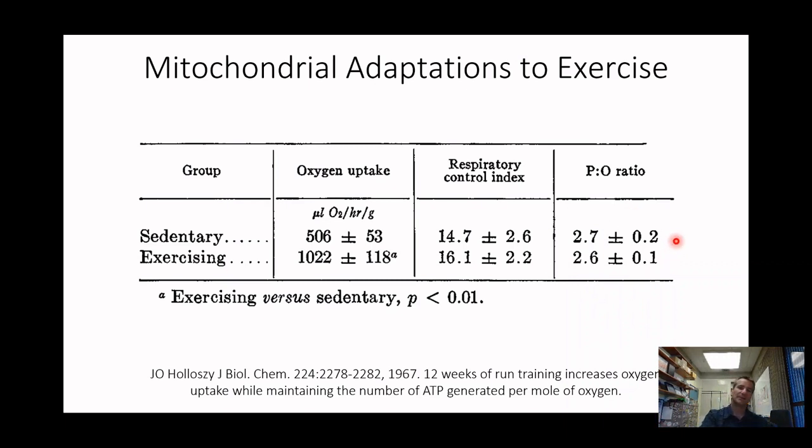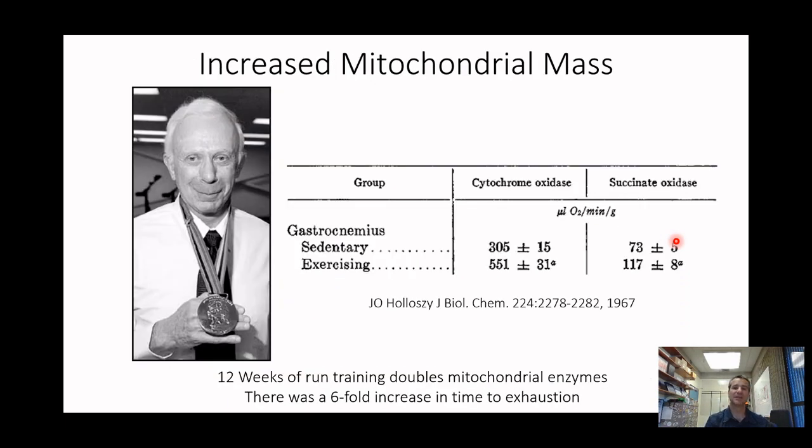All right. So why is your muscle able to use twice as much oxygen? Well, when he took the calf muscle from the sedentary and the exercised animals, and he measured directly the activity of these two enzymes in the mitochondria, cytochrome oxidase and succinate oxidase, what he found is that the activity of those enzymes increased almost twice as much as well. And so what he found is that 12 weeks of running doubled mitochondrial enzymes, and the peripheral adaptation was about a twofold increase in the ability to use oxygen to produce ATP.